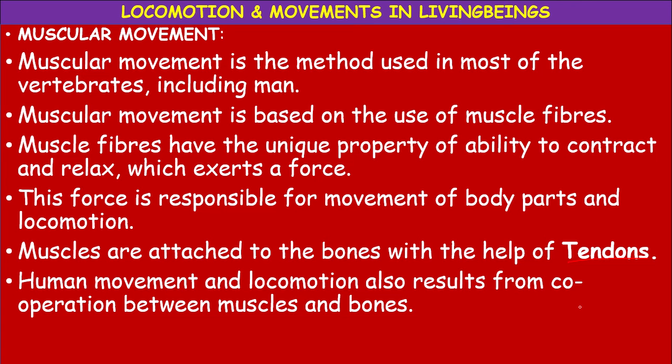Voluntary movements: the muscles are again divided into two types based on their function, voluntary muscles and involuntary muscles. Voluntary muscles means the muscles which move by our will and wish. The muscles of the limbs, hands and legs, move when we want to move them. Such muscles are called voluntary muscles.